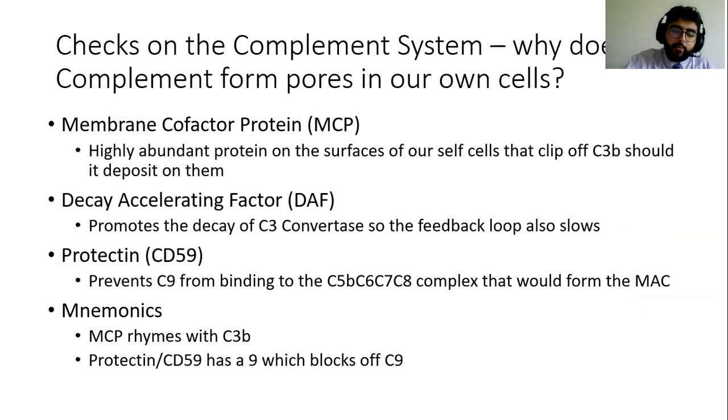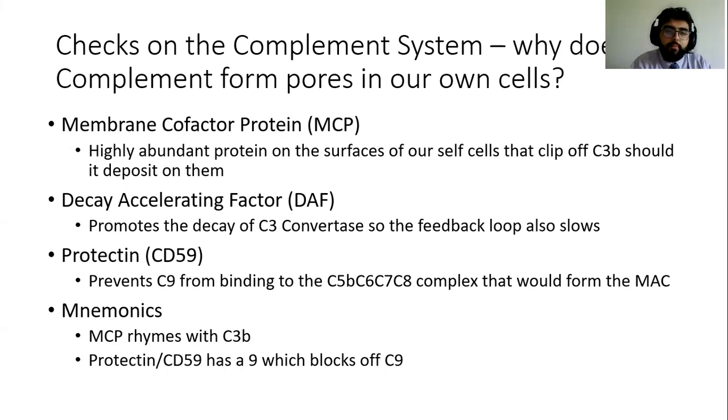Now, we have this curious thing. If C3 is always spontaneously breaking down, what's the guarantee that, let's just say we do have an amino or hydroxyl group on our own cells or something of that nature, what stops complement, which is always active, from making pores in our own cells? Valid question. There are 3 well-known mechanisms in which the body ensures complement does not make pores in our own cells.